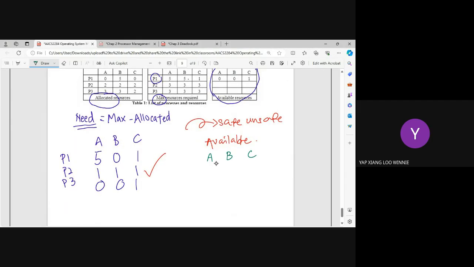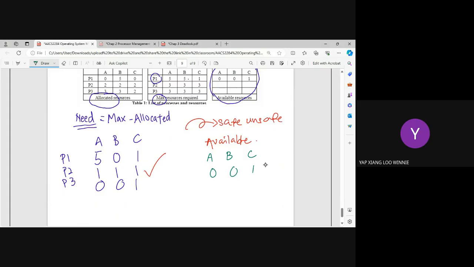Now, initially, I told you that you are going to have 0, 0, 1. So you see, process 1 needs 5A, 0B, 1C. Initially, your available only has 0, 0, 1. Do you think you can execute P1? B, no need anything, you got nothing here. C needs 1, you got 1. But A, you got 0, and the need of process 1 is 5A. So at this point, you are not able to execute process 1.